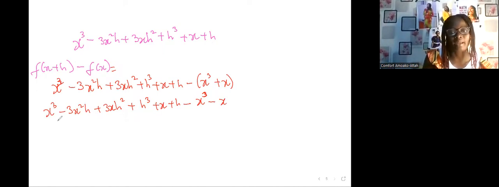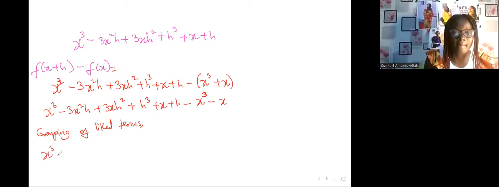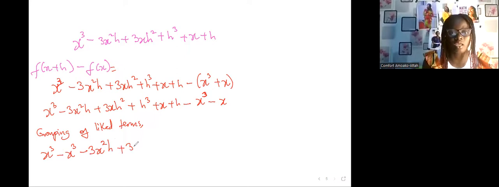All right, so now we can group our like terms here because there are some common terms flowing here. So grouping of like terms. We are going to have x cubed, this is another one, minus x cubed. Okay, and put the second term minus 3x squared h. We have another one here, plus 3xh squared plus h cubed, but again plus x minus x over here plus h.